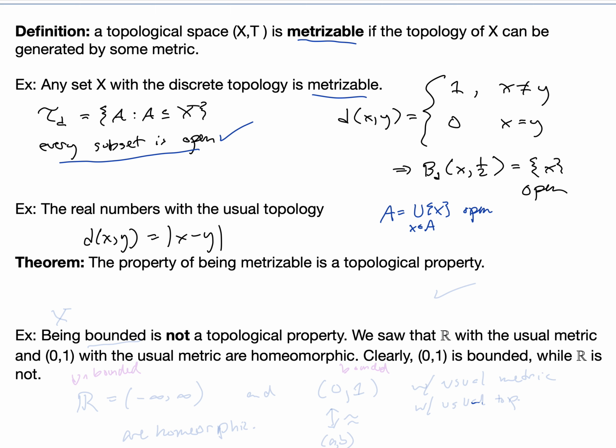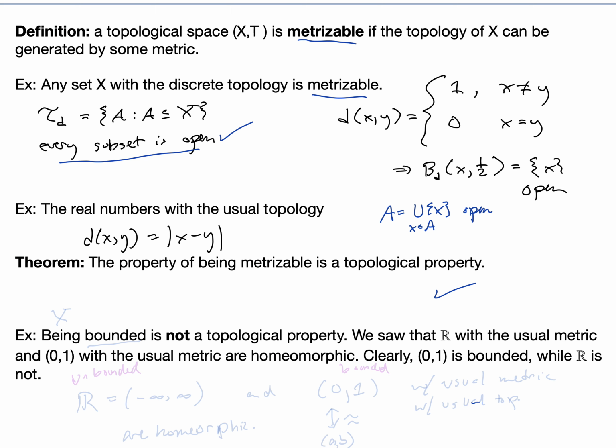So here's a theorem that we're not going to prove for now, but we're going to state and assume is the case, that the property of being metrizable is a topological property. So if two topological spaces are homeomorphic and one is metrizable, the other one is too. If one is not, then the other one also must not be.